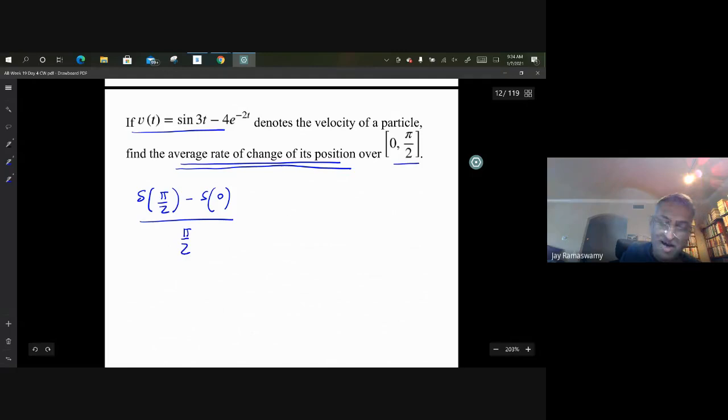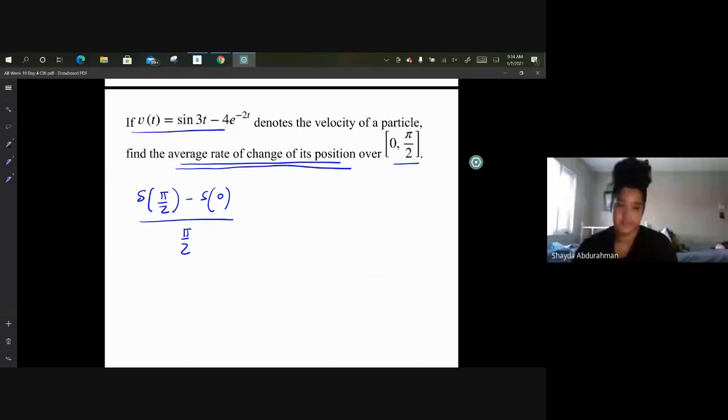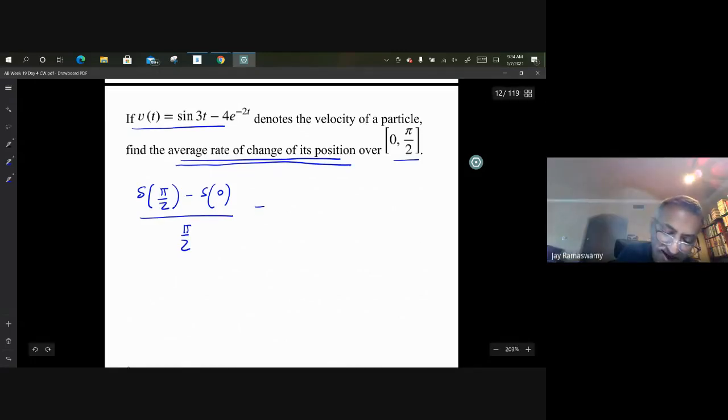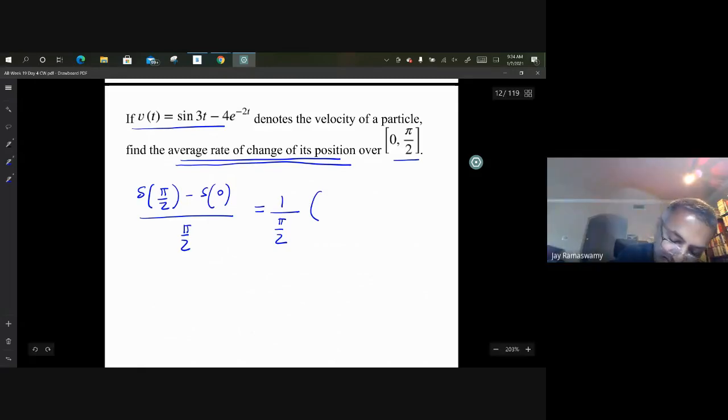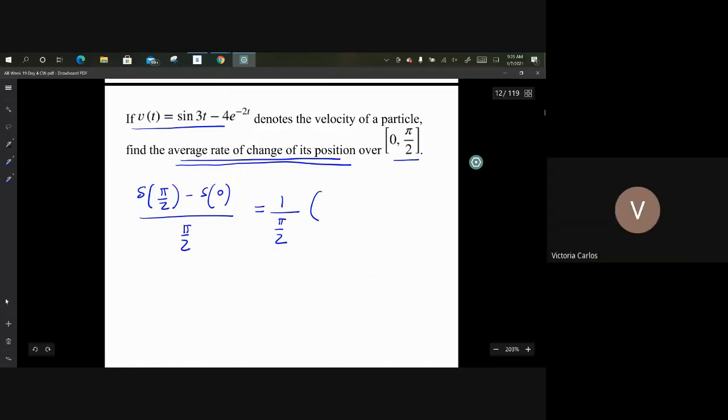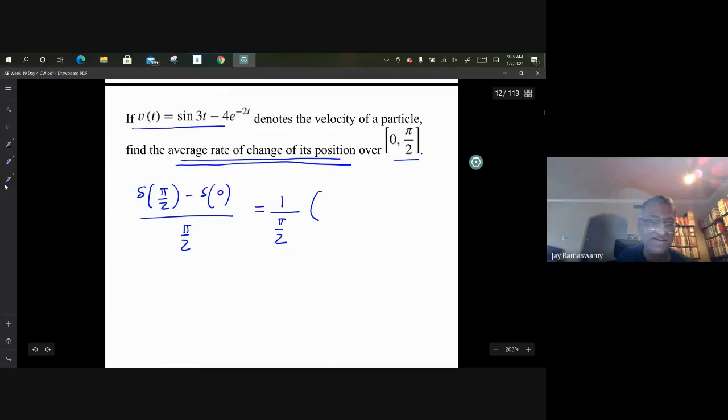Stop. What's the question we should ask ourselves? Is there a mismatch? Yes. So net change will kick in. See, this comes back to you. Can I pull out the 1 over pi over 2? Okay, Ms. Carlos, continue. What are you writing in parentheses? S of pi over 2 minus S of 0. No, wait. You're not writing S of pi over 2 minus S of 0 again in parentheses. You should apply net change.